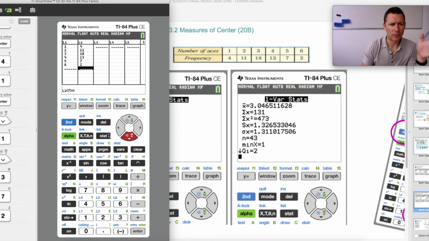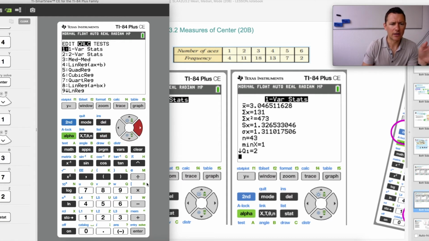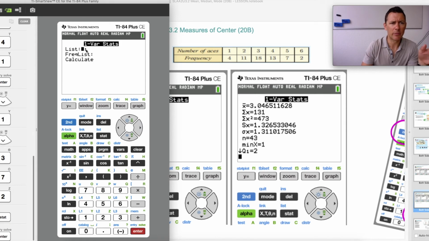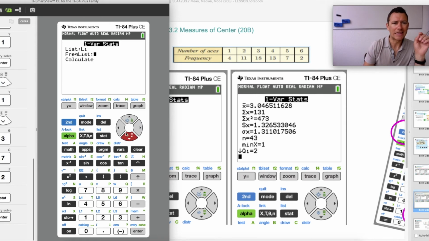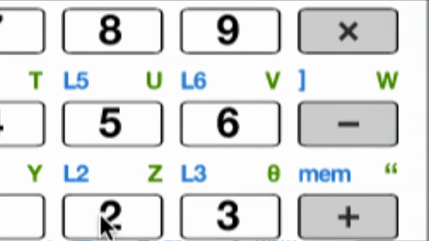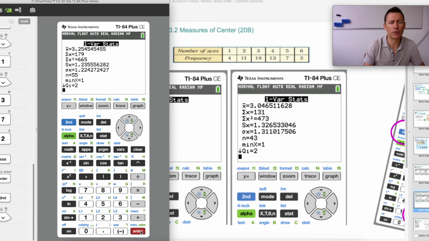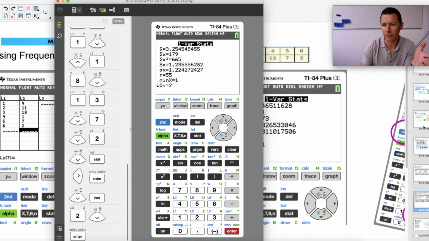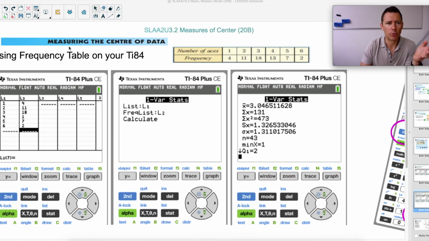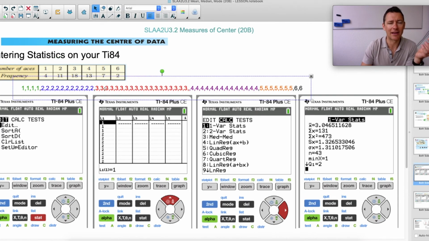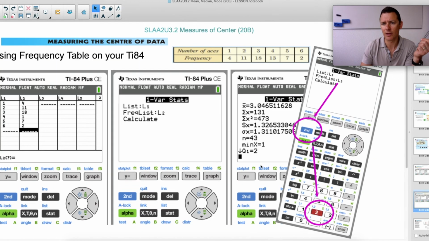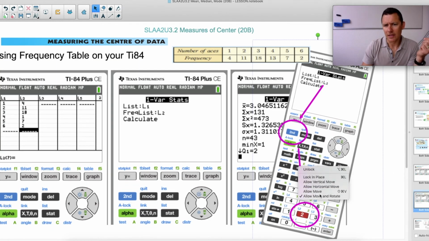Now the tricky bit is when you go back into stats and you say calculate 1 variable statistics, it says where's my numbers? Oh, they're in list 1. But treat list 2 as the frequency of those numbers, the corresponding numbers. So then you have to say second L2, which is over the 2, and then say calculate, and it should give you the exact same thing. The only reason this is better is that you don't have to put in all of these numbers by hand, because that's tedious and awful, and you have better things to do, like play Candy Crush. So that's how you get list 2 in there.